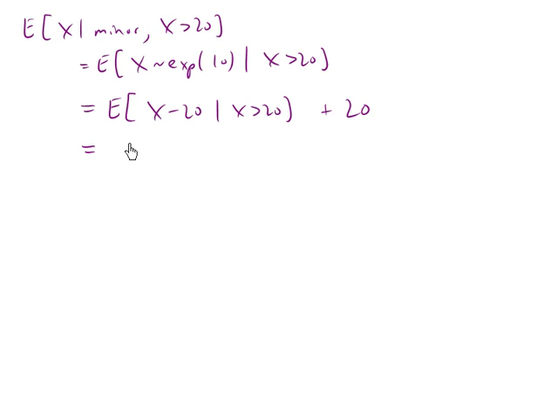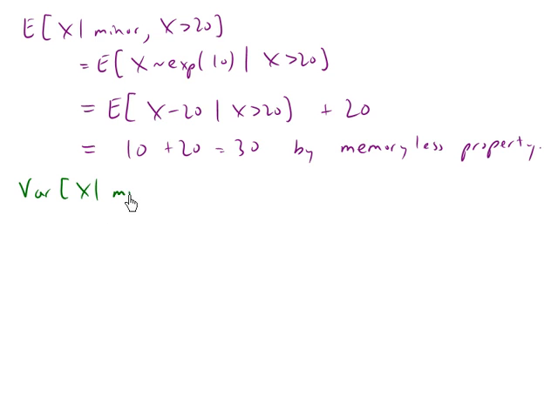And the first piece is simply equal to 10 by the memoryless property. So that tells us about the mean. What about the variance? What is the variance of x given that I have a minor accident and that x was greater than 20?